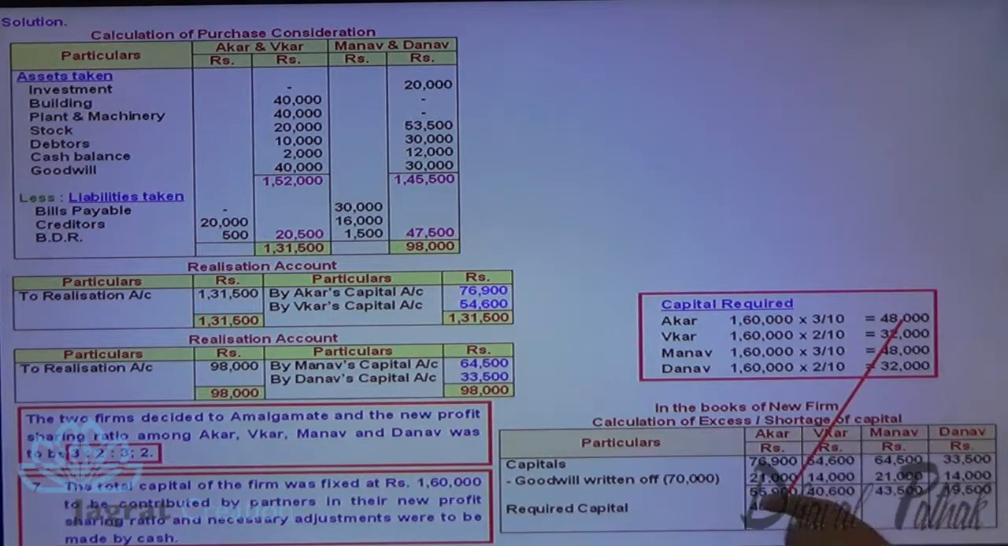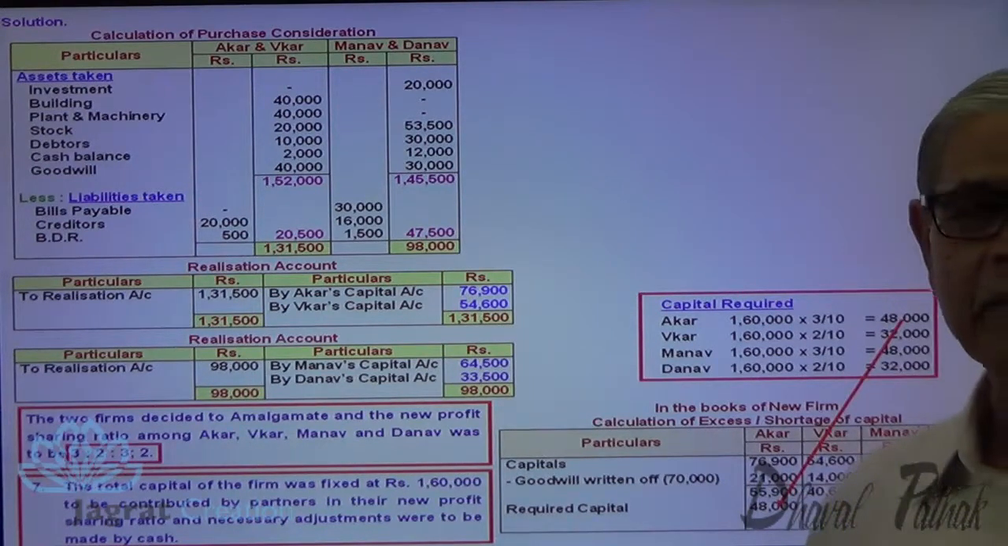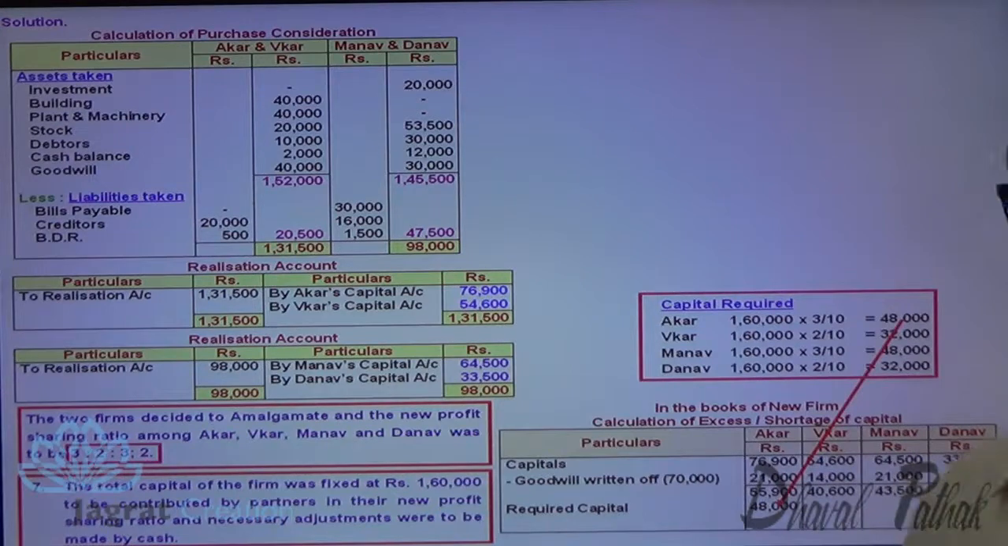Capital of Akar is 55,900. Capital required as per agreement is 48,000. So his capital is more than required, so he gets the refund. Here the capital existing is 40,600. Capital required to be maintained is 32,000. So excess capital will be refunded. Here the capital existing is 43,500. Capital required to be maintained is 48,000. So Manav has to bring cash. Here the capital required to be maintained is 32,000. Capital existing is 19,500. So Danav is also required to bring cash.